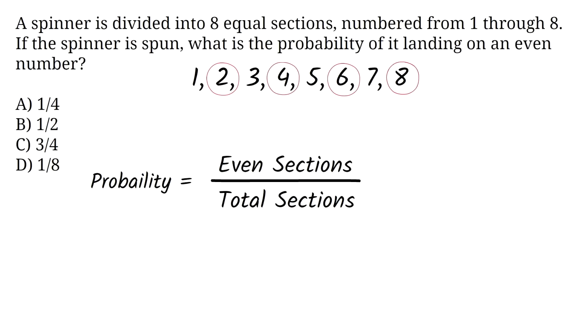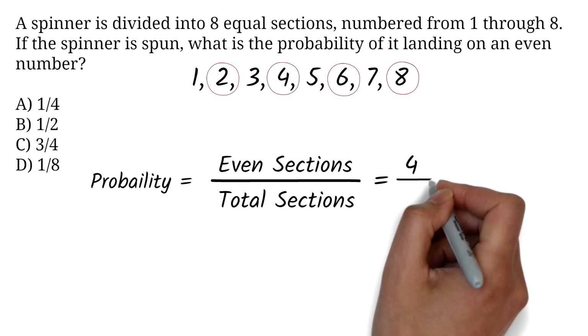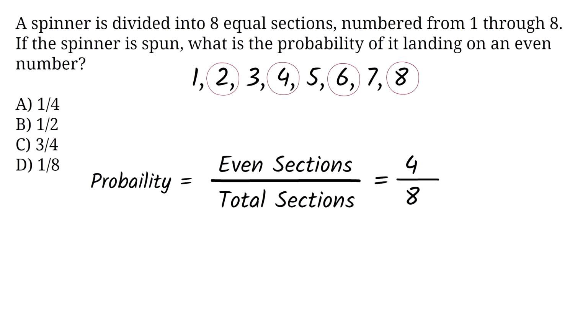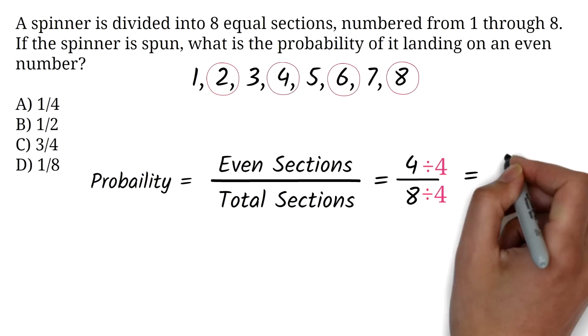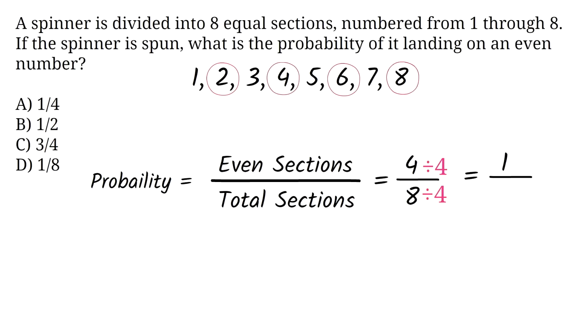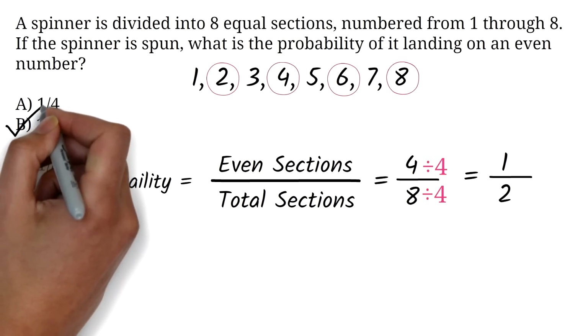Therefore, the probability of landing on an even number is the number of even sections, 4, divided by the total number of sections, 8. We can simplify the fraction. Reduce by 4. 4 divided by 4 is 1. 8 divided by 4 is 2. The probability of the spinner landing on an even number is 1 over 2. So the correct answer is B, 1 over 2.